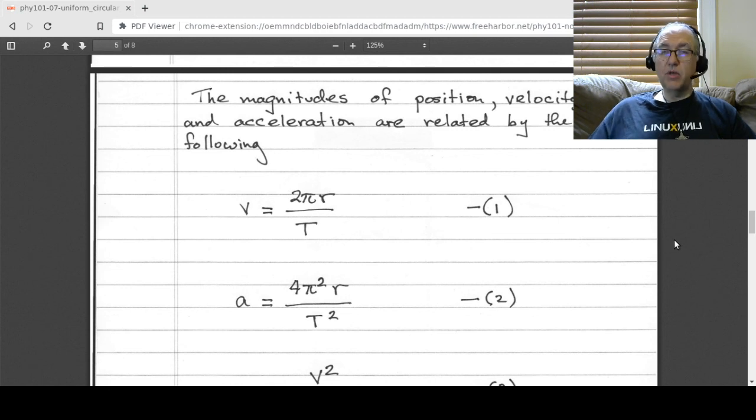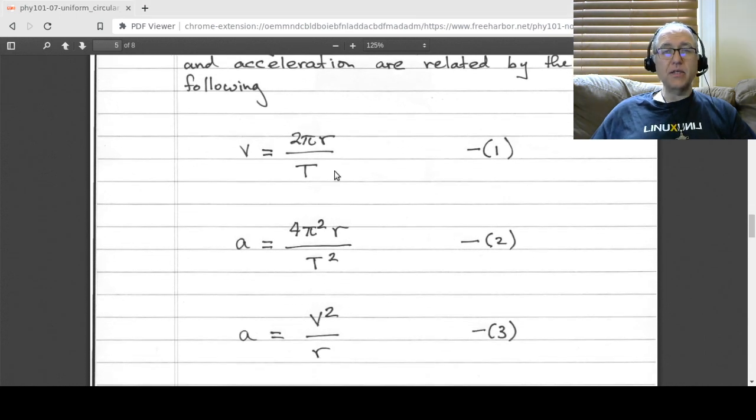Before we jump into problems, let me give you the equations for the magnitude of the position, the velocity, and the acceleration in uniform circular motion. The magnitude of the position, you don't need that. That's just r, because magnitude means how big, and the position changes direction depending on where you are in the circle. But how far you are from the middle, from the origin, that doesn't change. That's just r.